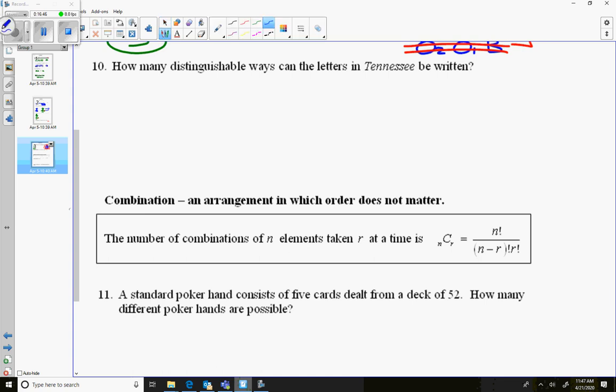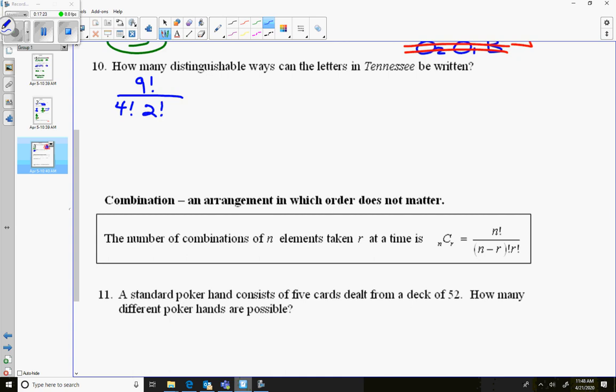Well, first off, Tennessee. 1, 2, 3, 4, 5, 6, 7, 8, 9. There are 9 letters. So it's going to start with 9 factorial divided by. Do we have any repeats? Oh yes, we've got 4 E's. So because of the E's, we're going to divide by 4 factorial. That's like the P in the formula. But there are 2 N's. So we're going to divide by 2 factorial. That's like the Q in the formula.